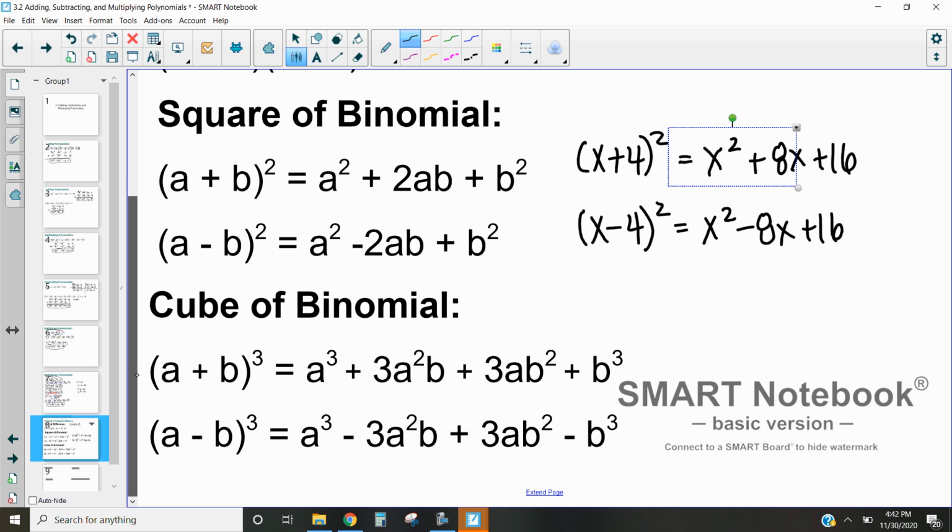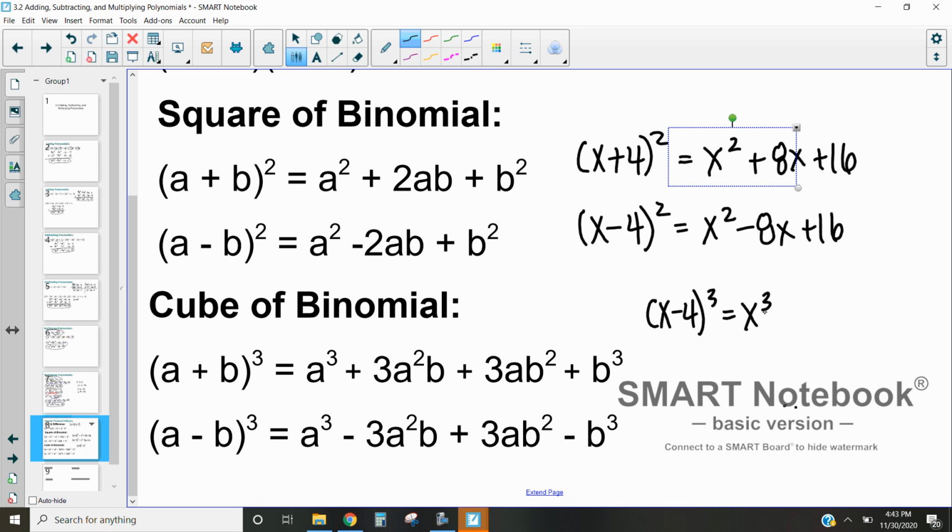Now, the last one that we are going to look at here is the cube of a binomial. That means we're looking at something like x plus 4 cubed. What that does is give us 4 parts: the first one cubed, 3 times the first one squared times the last one, 3 times the first one times the last one squared, plus the last one cubed. So let's take a look at this first one. Our first one cubed is x cubed.